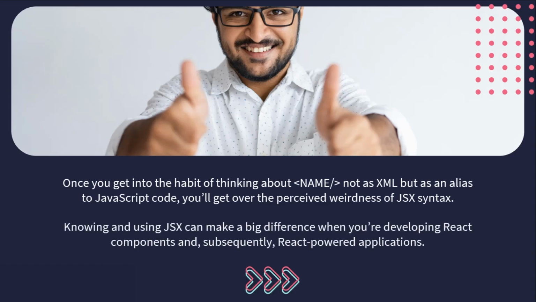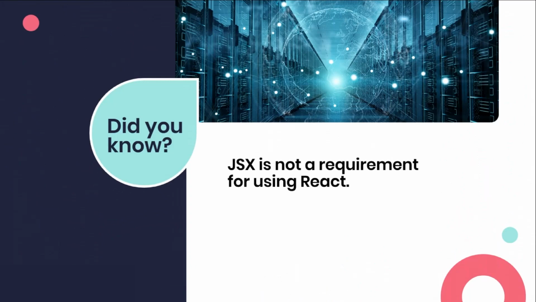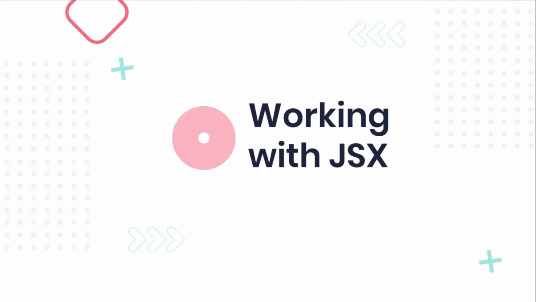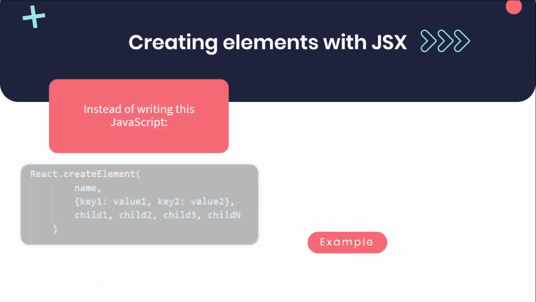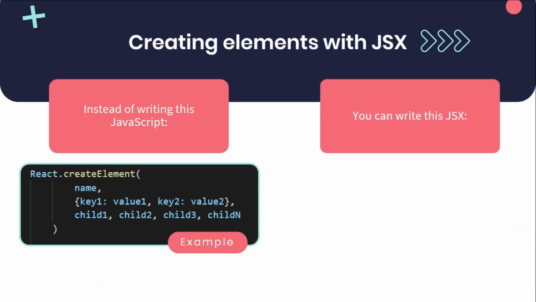Knowing and using JSX can make a big difference when you're developing React components and subsequently React powered applications. And did you know? JSX is not a requirement for using React. Using React without JSX is especially convenient when you don't want to set up a compilation in your build environment. So let's delve in a little deeper and explore how JSX makes it easier to write React applications. Creating React element objects with JSX is pretty straightforward. For example, instead of writing the following JavaScript, you can write this JSX.